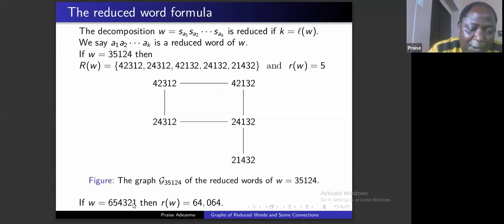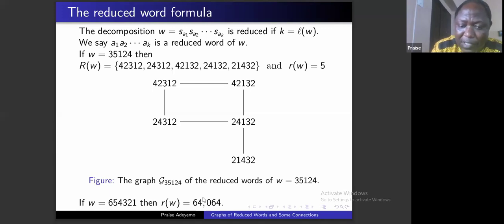Good. Now, let's look at this permutation in S6. Now I have 6, 5, 4, 3, 2, 1. So it has 64,064 reduced words. So it's not that when we talk about reduced words, they might be very huge. They may have a big number of them.